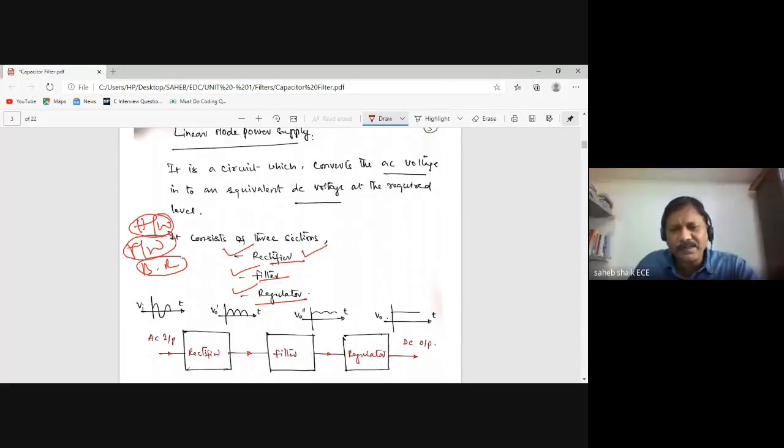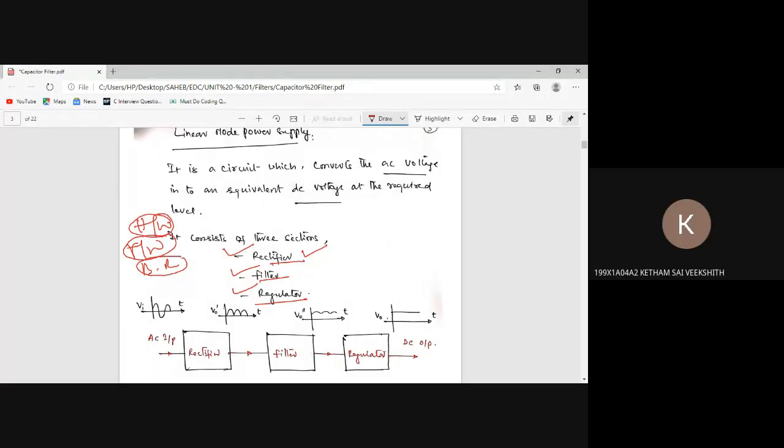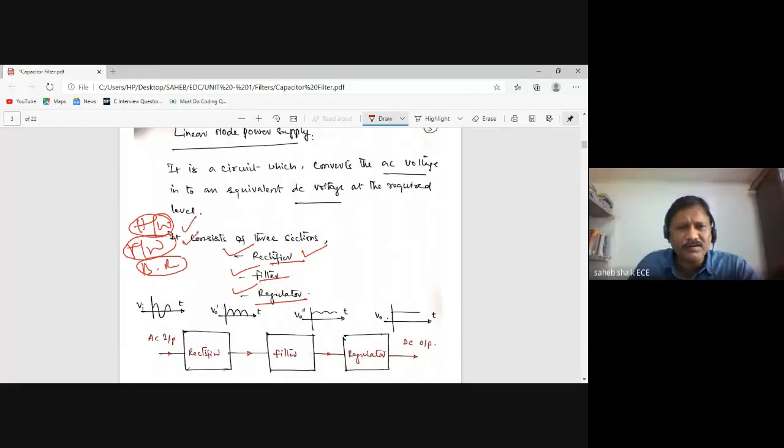Yes, I have given the complete analysis of the half wave. Yes, sir. I have given analysis related to the full wave. I have given analysis of the bridge rectifier.